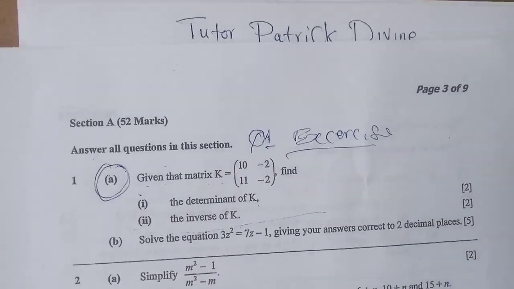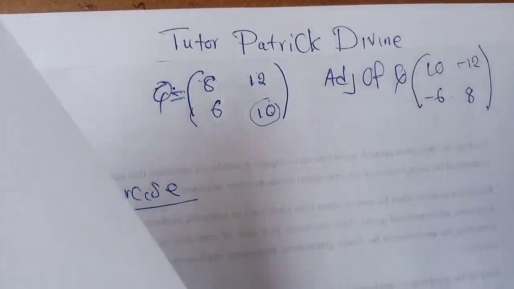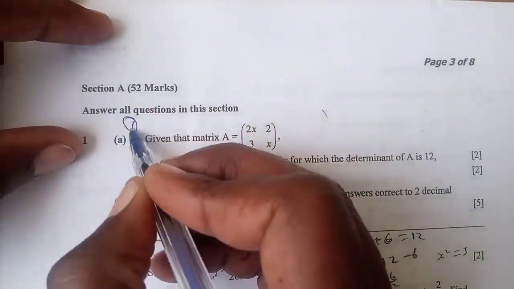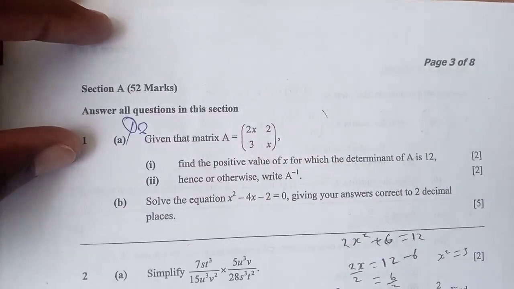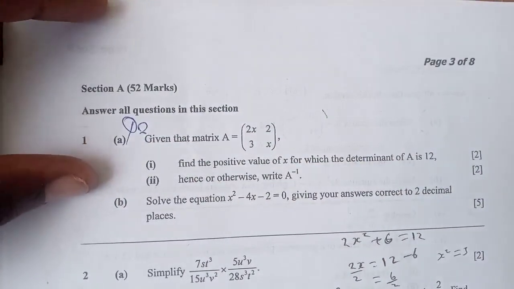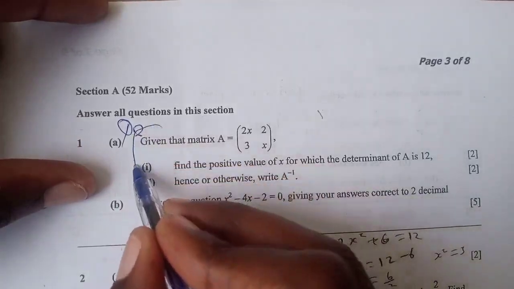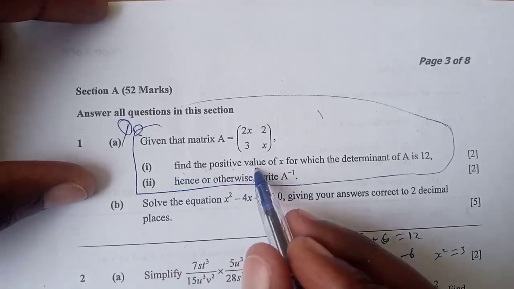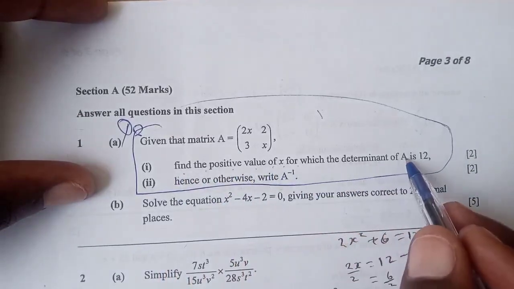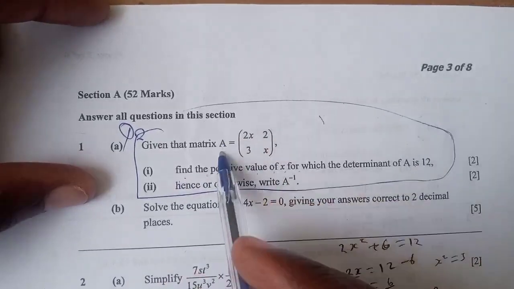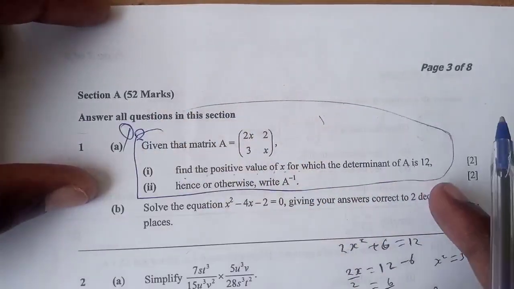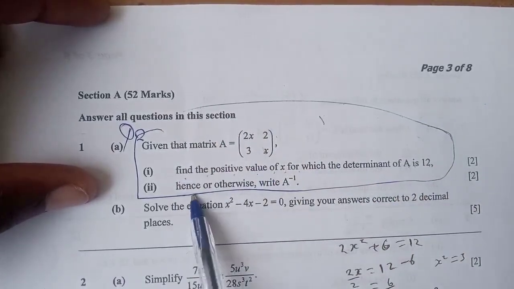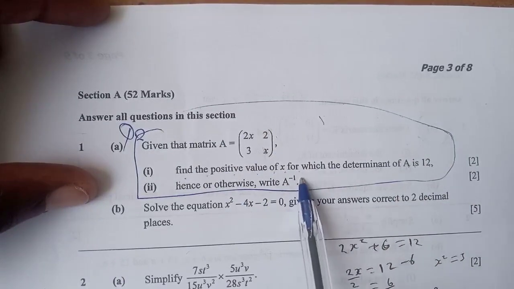Then for question 2, I'll give you this one as question 2. So this one came in 2018. So these are exam questions. So for question 2, solve this one. They're saying that find the positive value of x for which the determinant of A is this one. They have already given you the determinant of A. So what is the value of x? Then hence you should find the inverse of A.